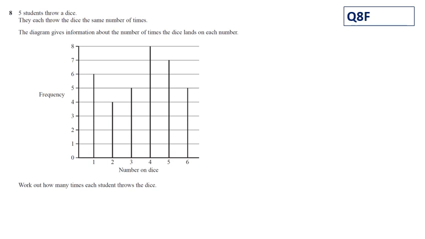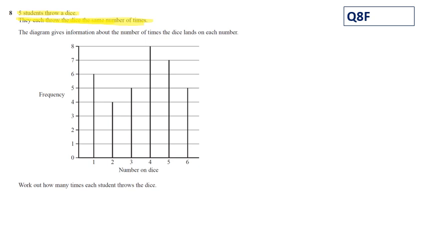So for this question, I'm going to need to find the total number of times the dice was thrown and then divide that by the number of students that threw the dice, in this case 5. Why? Because they each throw the dice the same number of times. So if I find the total and I divide it by 5 students, I'll find out how many times each student threw the dice. So to start that, I'm going to use this diagram.